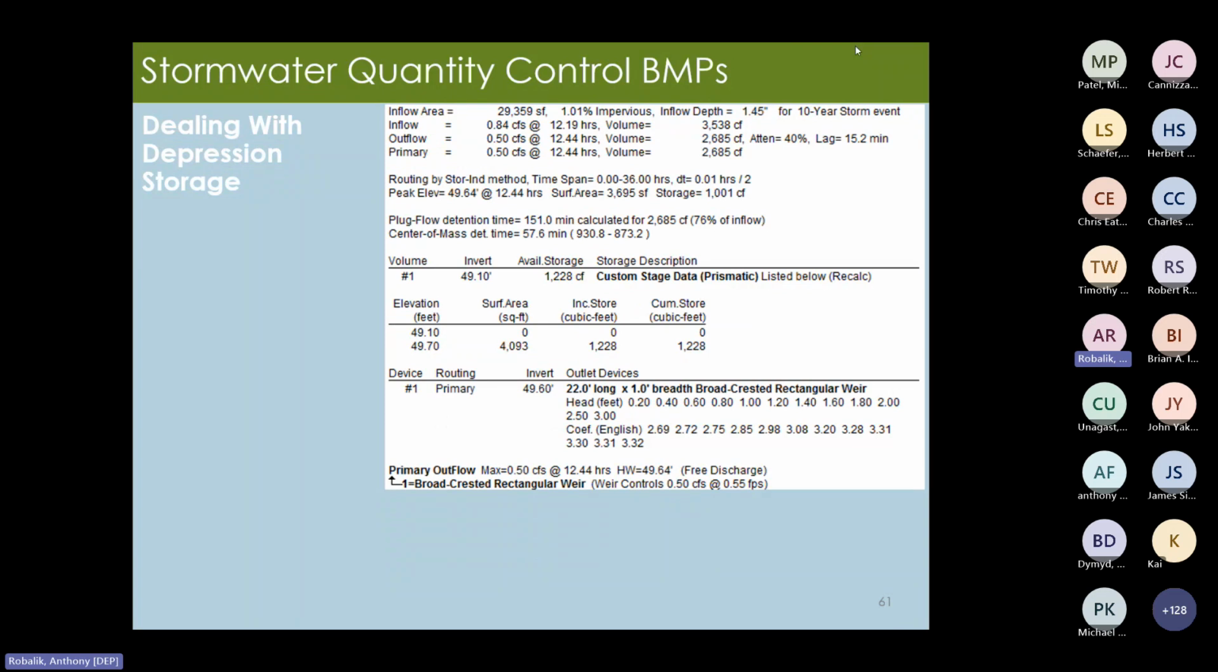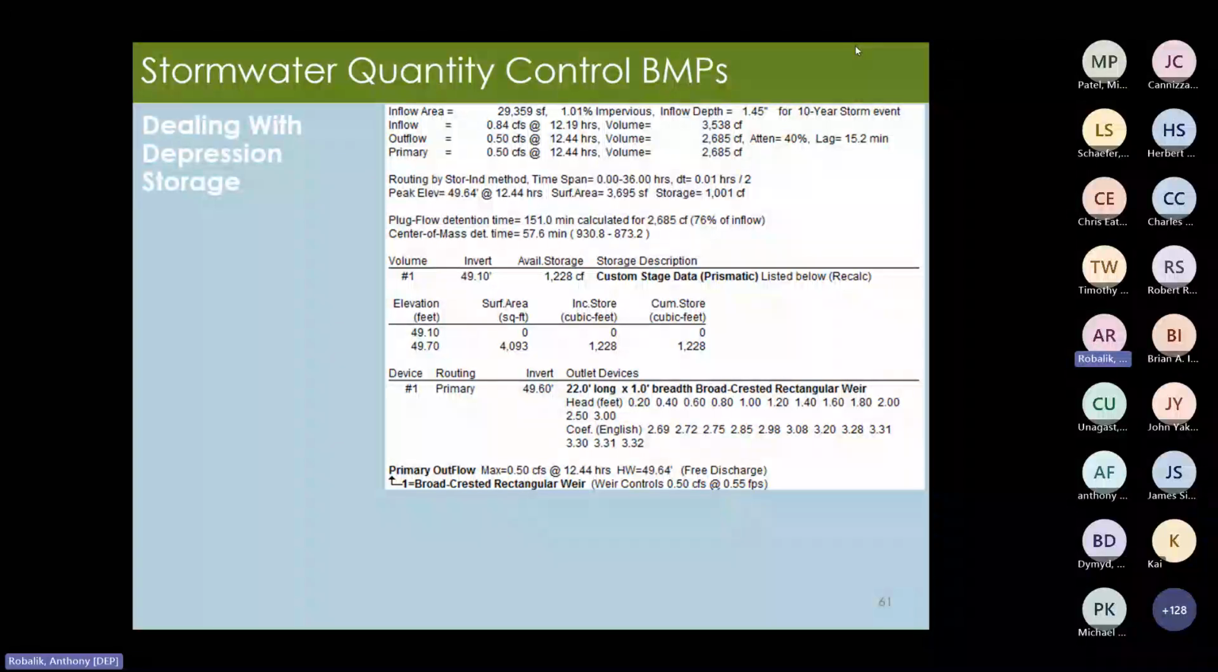So in this case, the depression is modeled as a small detention structure with 1,228 cubic feet of storage. And as you can see towards the bottom, the storage discharges over a 22-foot long broad crested weir. And the lowest elevation of the storage is at 49.1 feet. And the highest surface elevation for the 10-year storm, because this is a 10-year pond report, is at 49.64 feet. And all of these input parameters to describe the depression area are taken from the site conditions.